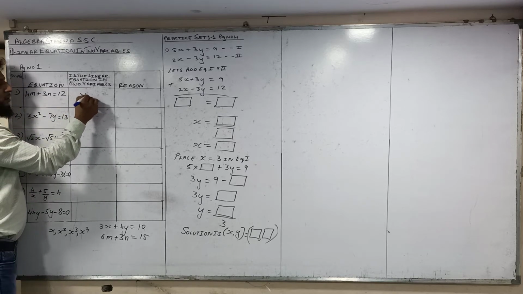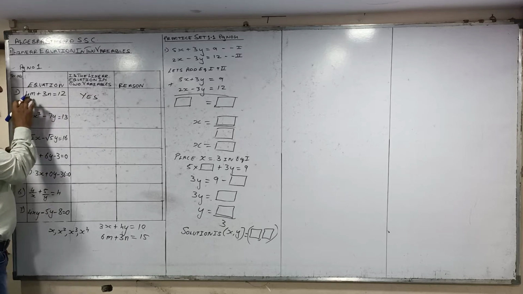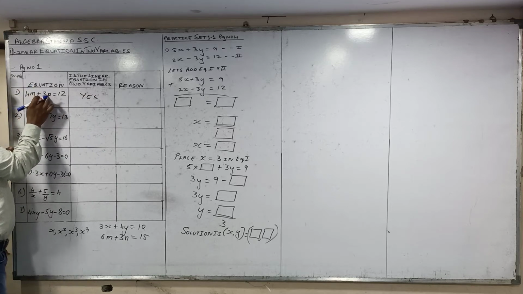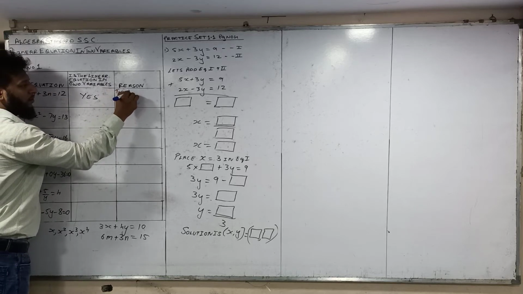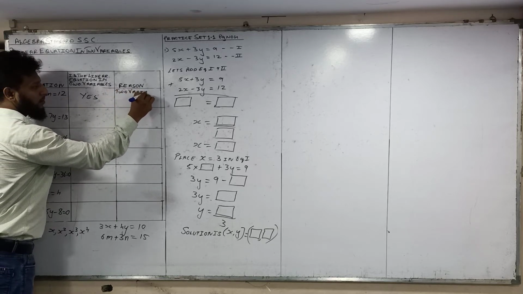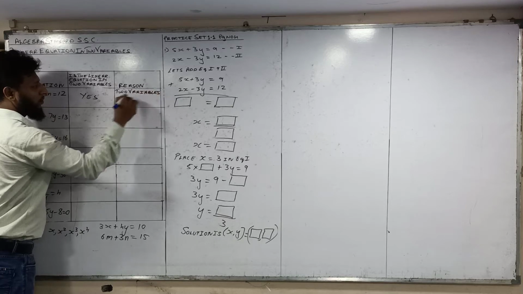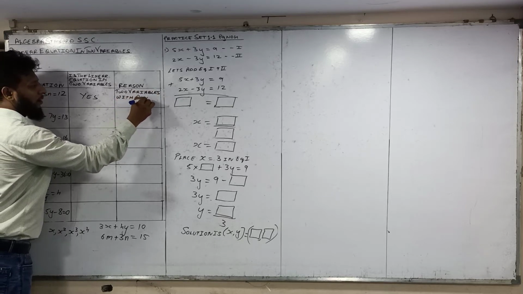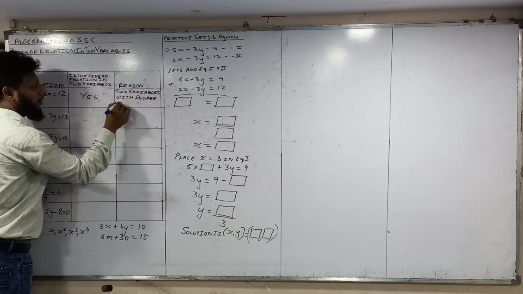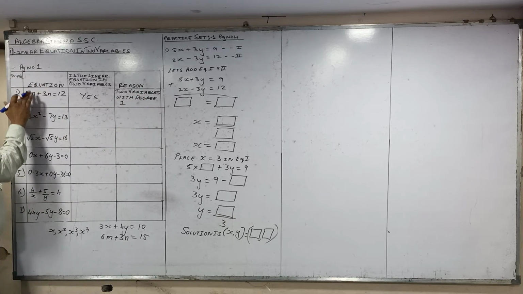Yes, you can see m and n are two variables and have degree 1, m raised to 1 and n raised to 1. So two variables with degree 1. Nothing is raised, that means 1.